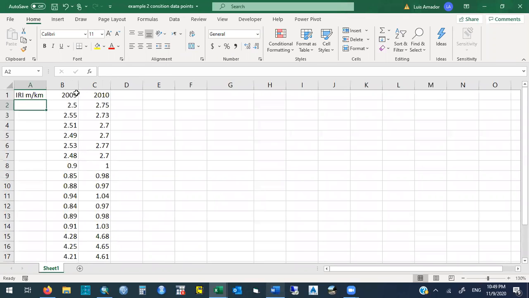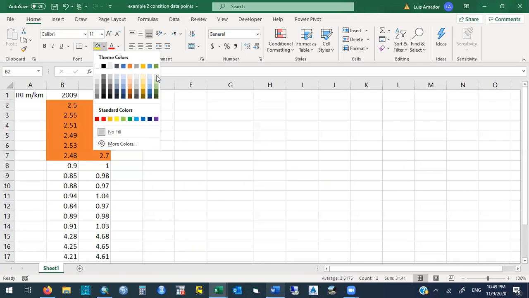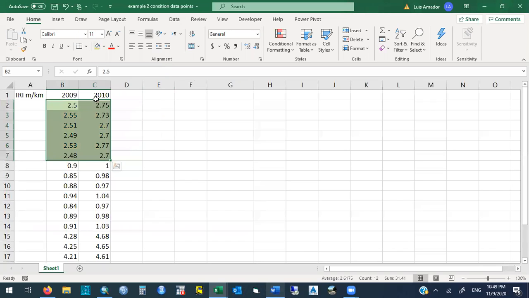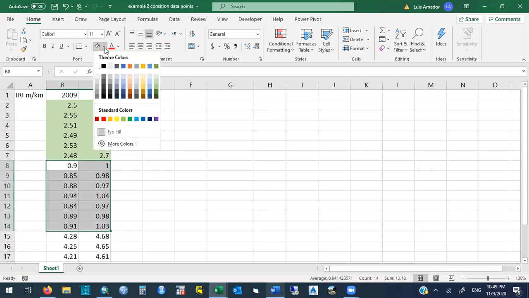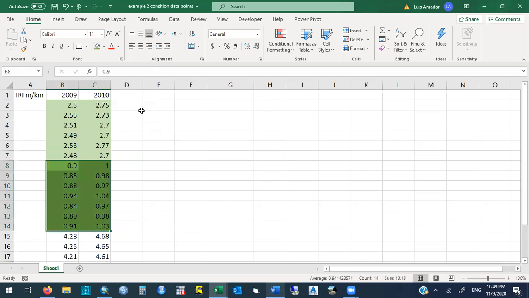Consider we have these observations, 2009, 2010. As you can see, we have a group here of segments in roughness. We have another group here, and we have a third group here.